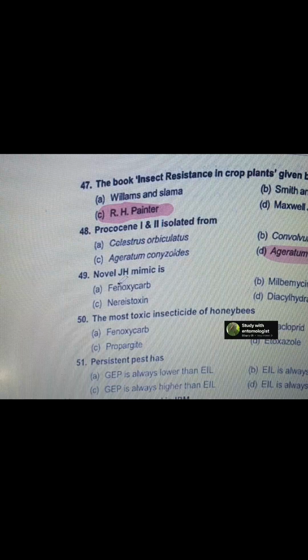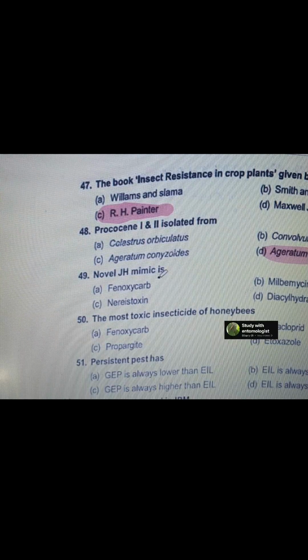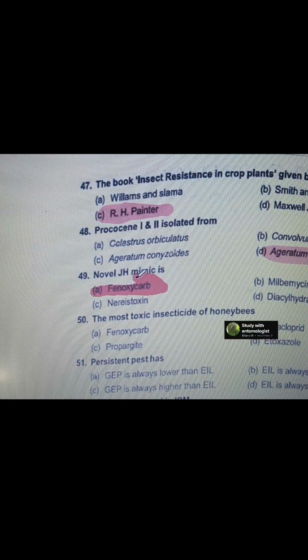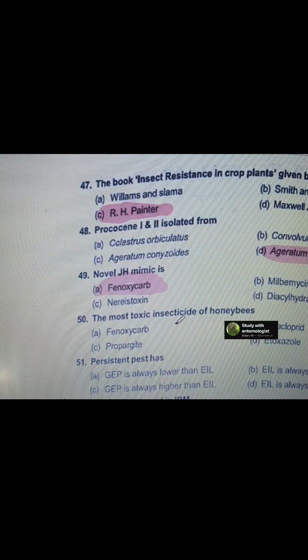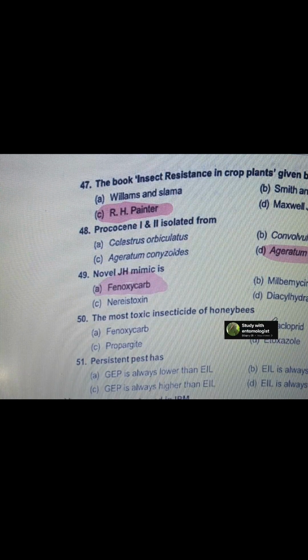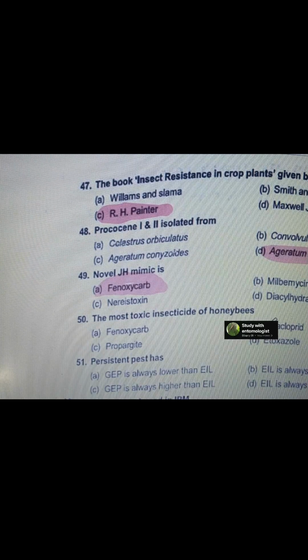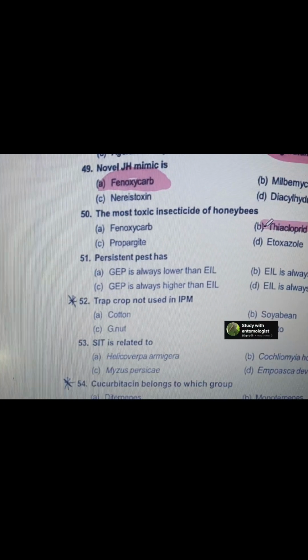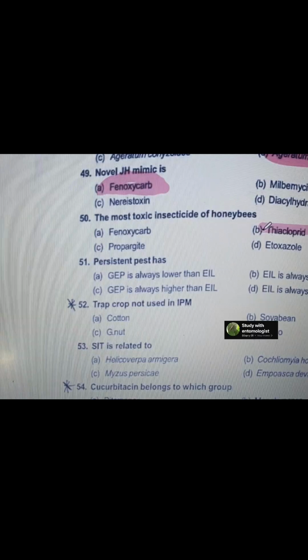Next question is novel JH mimic is. So it's phenoxycarb, as an IGR or the JH mimic we can say. The next, the most toxic insecticide for honeybee. We all know that neonicotinoids are the most toxic insecticide for the honeybee. In these all, thiacloprid is a neonicotinoid. That's why the answer will be it. Otherwise, you can keep imidacloprid also.